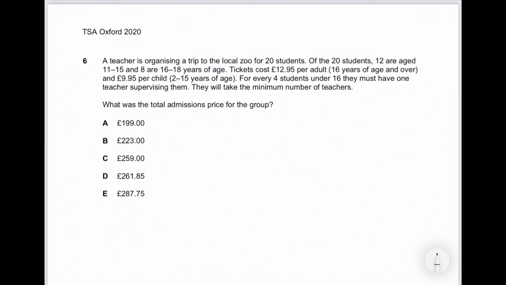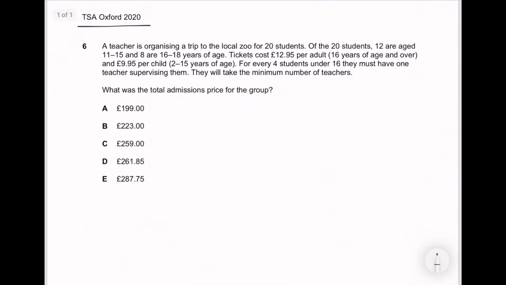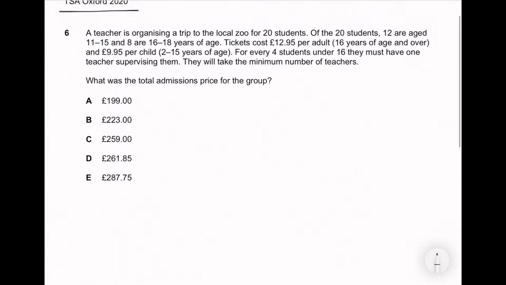TSA Oxford 2020, question 6. A teacher is organizing a trip to the local zoo for 20 students. Of 20 students, 12 are aged 11 to 15, 8 are 16 to 18. Tickets cost $12.95 per adult and $9.95 per child. For every 4 students under 16, they must have 1 teacher supervising them. They will take the minimum number of teachers.